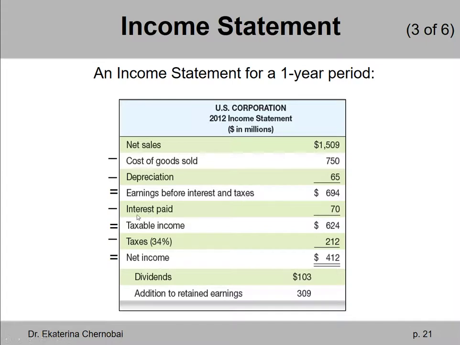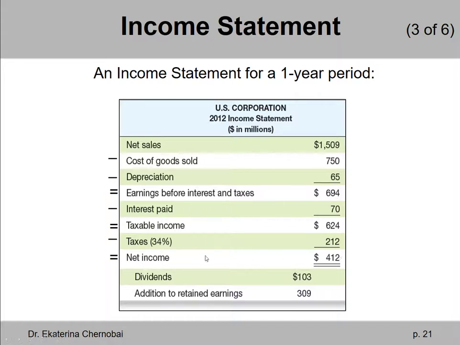Then we further subtract interest on loans, and that gives us our taxable income. Taxable income is what we need to pay taxes on. So not sales revenue, but only taxable income, a much smaller amount. Let's say the tax rate is 34%. Then we take 0.34 multiplied by our taxable income. Let's say it's 624 millions. And that gives us 212 millions of dollars. And when we subtract the tax amount, we get net income.